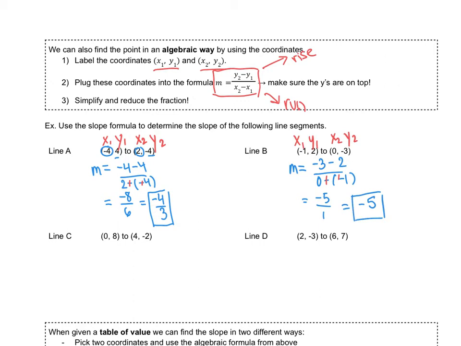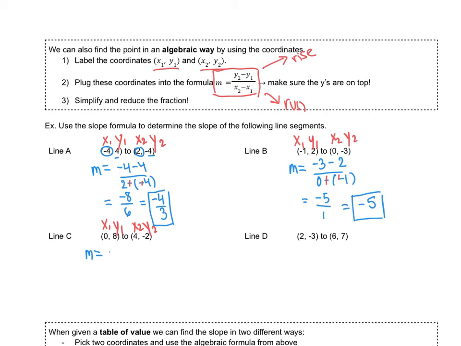So why don't you pause the video here, try using the slope formula for line C, and then come back to check your work. Okay, so first thing, hopefully you labeled. It's just good for your organization and not to make a silly mistake.